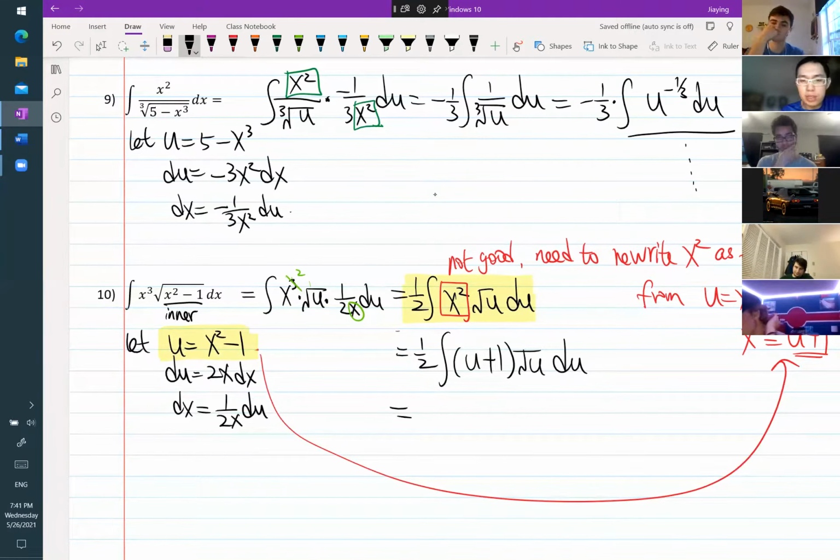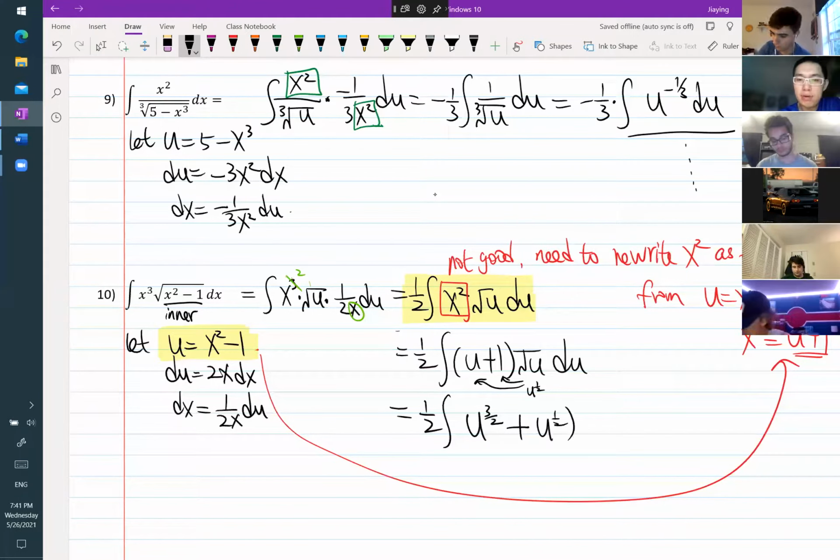So that's just 1/2 integrating this part. If you don't know how to integrate it, you can always distribute the square root of u, and then you get two separate parts. So u times square root of u is u to the 3/2, and this is u to the 1/2. I'm just distributing it into the parentheses, plus u to the 1/2 du. And then I'm going to stop here because I assume that you know how to integrate each term separately.